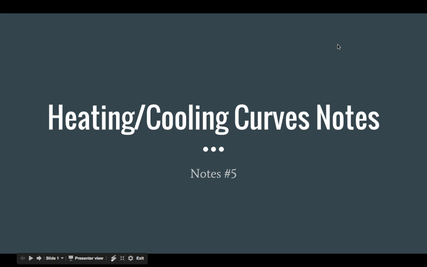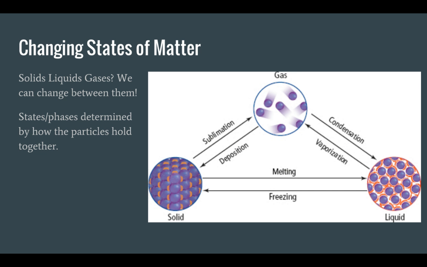Hey folks, we got another set of video notes today, and they should be relatively easy compared to the stuff that we've been doing. But we need to talk about what heating and cooling curves are and what they mean for us. So if you recall, there are three states of matter on Earth: solids, liquids, and gases. But we have phase changes that can bring us from one to the other.